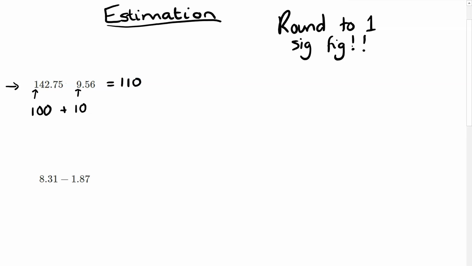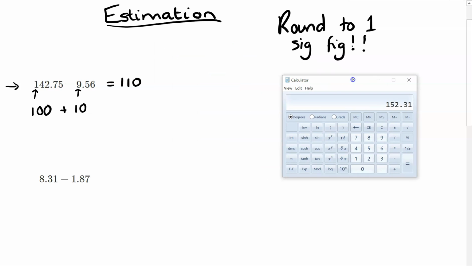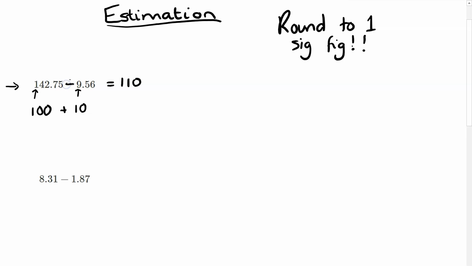If we were to actually work it out and do 142.75 plus 9.56, we've got 152, which seems like quite far away, but as an estimate, it's fine. Don't know what's going on with that plus sign at the moment.